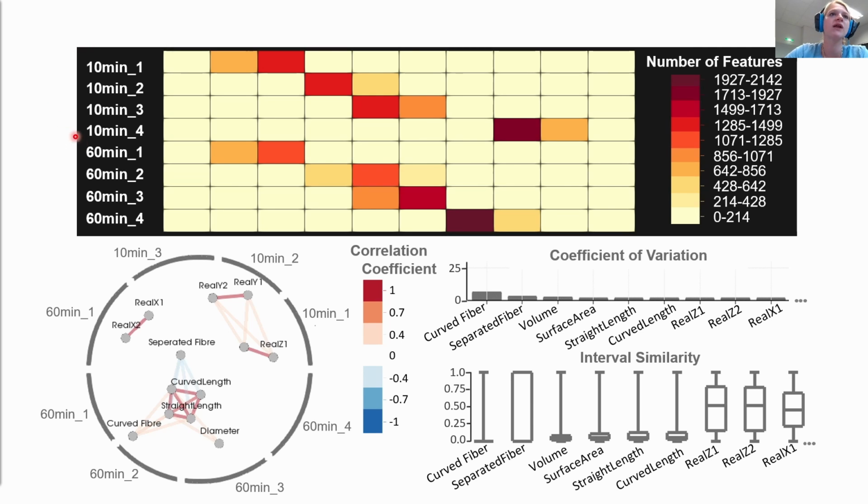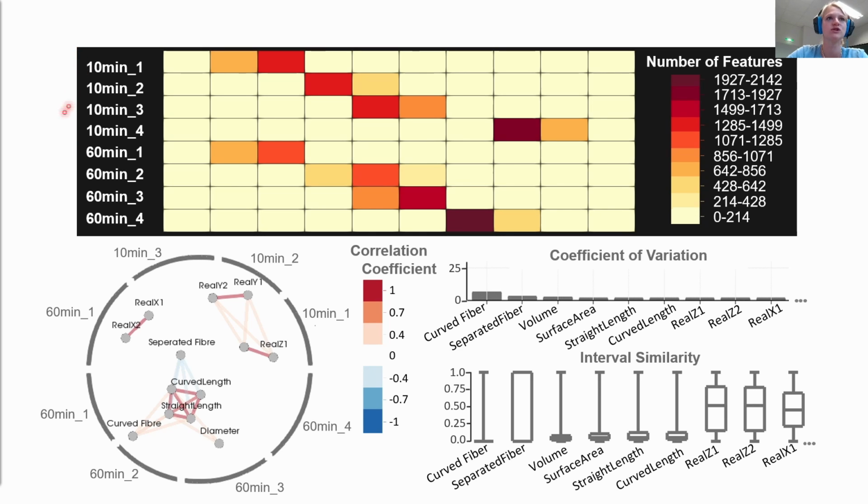There a force was applied to it for 10 minutes, and then the force was applied again for 60 minutes. And for more detailed investigation, the specimen was divided into 4 equally sized regions. And here in our overview visualization, we can see that the regions have very similar fibers.